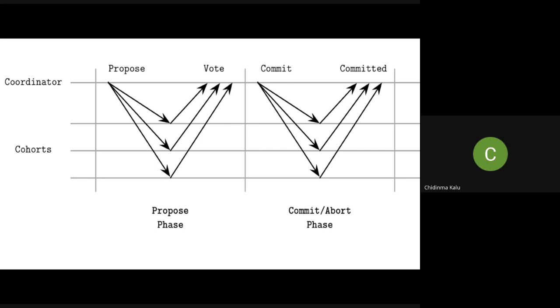So in the propose phase, if it says, can you commit this transaction? Is this something you're willing to do? And one of them doesn't respond, it is definitely going to fail. Yeah, but Ugochukwu has something to add, I think. Yeah, you're right, Haley. That's a concern for 2PC.